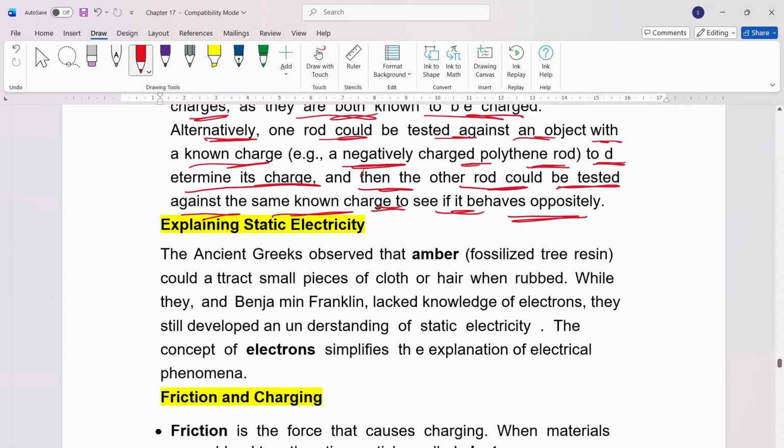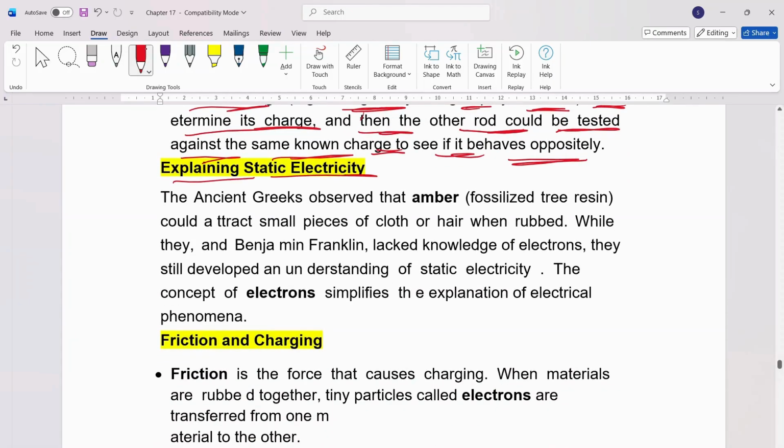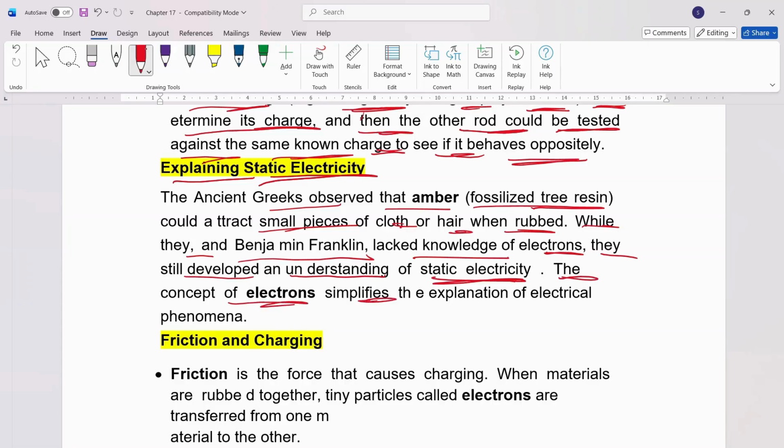So, explaining static electricity again, the ancient Greeks observed that amber, fossilized tree resin, could attract small pieces of cloth or hair when rubbed. While they and Benjamin Franklin lacked knowledge of electrons, they still developed an understanding of static electricity. The concept of electrons simplifies the explanation of electrical phenomena.